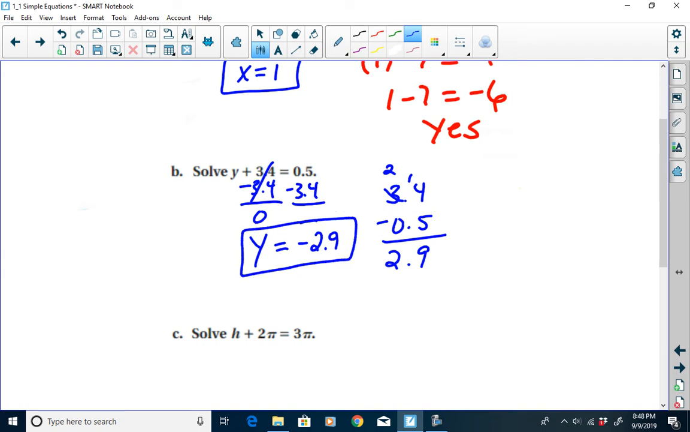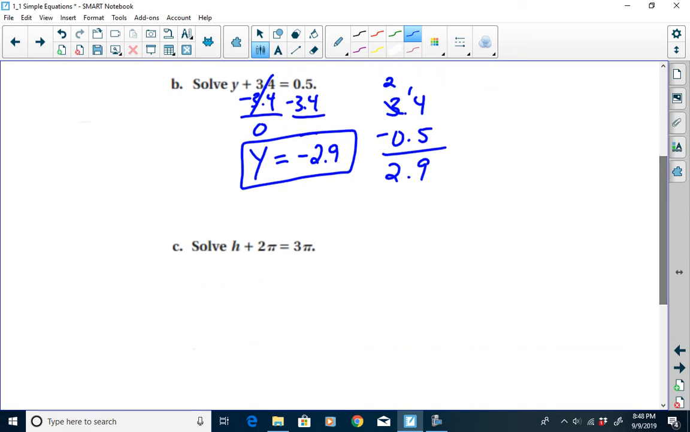And see if your answer makes sense. If we have negative 2.9 or 2 9/10 and we add 3 4/10, would we get 5/10? Sure we would. So problem number 2 is correct. Let's take a look at our next example. Problem 3 says some number plus 2 times pi is equal to 3 pi. Well, I see addition, and the inverse operation would be to subtract. So I'm going to subtract 2 pi on the left side of the equation.